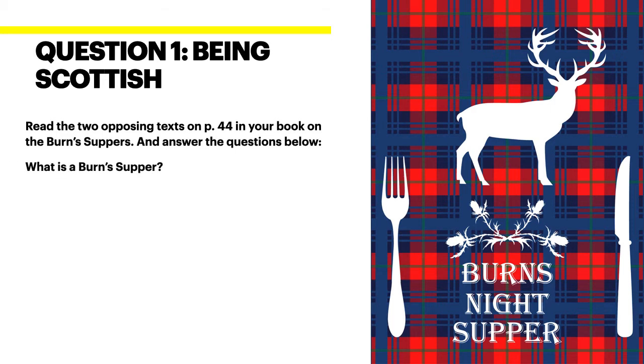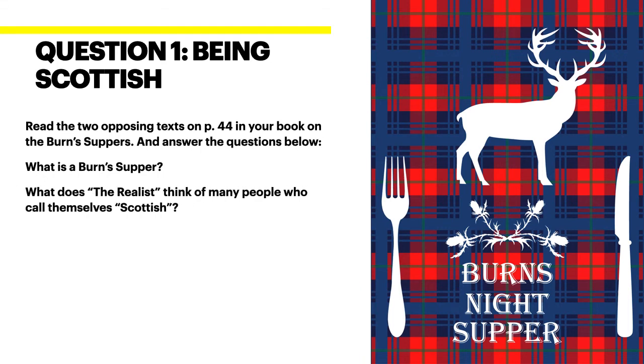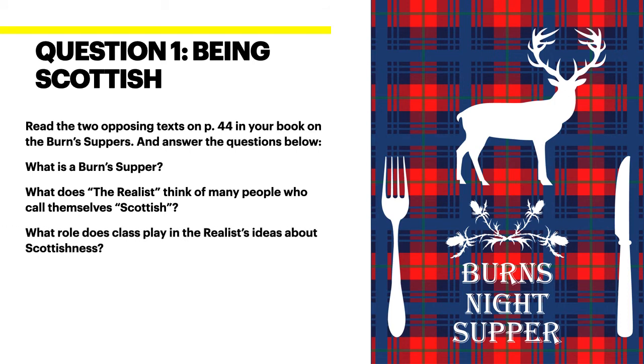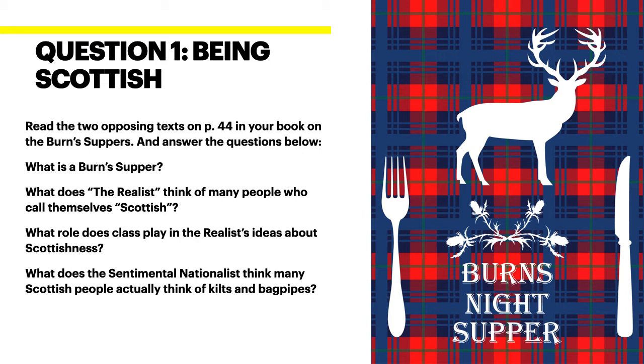You're going to first answer the question of what a Burns Supper is. You're then going to talk about what the realist thinks about many people who call themselves Scottish. And you're going to talk about the role that class plays in the realist's ideas about Scottishness. Finally, the last question that you're going to answer is, what does the sentimental nationalist think Scottish people actually think of kilts and bagpipes? So I want you to pause the video right now, open up your book to page 44, and make sure that you answer these four questions. Once you're finished, unpause it, and we'll move on with the lecture.